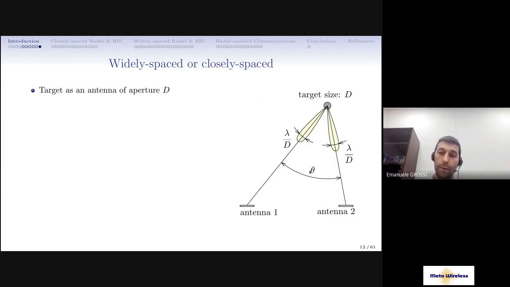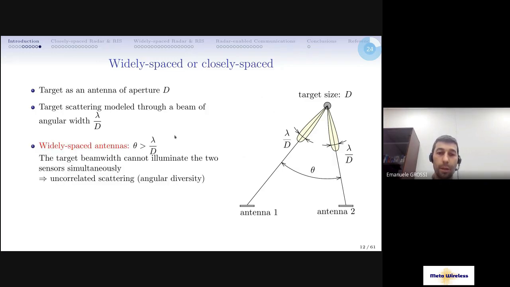Thus, if we let theta denote the angle between the line segment joining antenna 1 and the target, and the line segment joining antenna 2 and the target, we have that if theta is greater than lambda divided by d, the target beam width cannot illuminate the two sensors simultaneously. In this case, we have uncorrelated scattering, that is angular diversity. This case is denoted as widely spaced antennas.